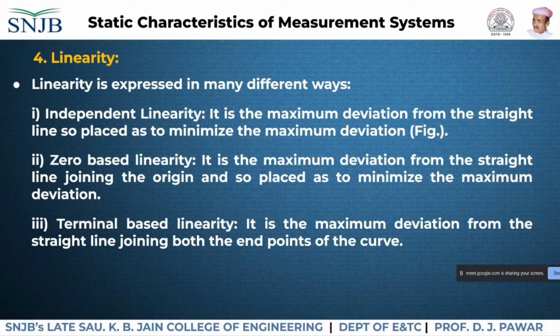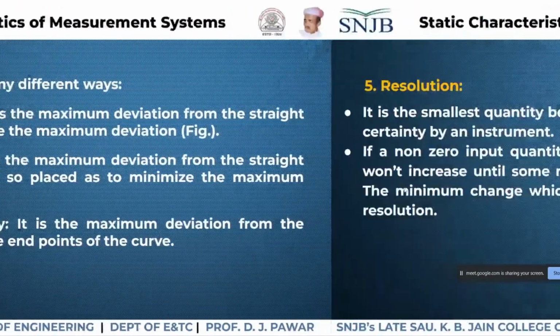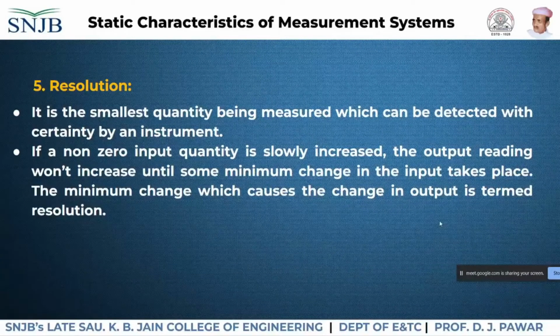Second one, it is the maximum deviation from the straight line joining the origin and so placed as to minimize the maximum deviation. And last one is terminal based. It is the maximum deviation from the straight line joining both the end points of the curve. हा जो गॅप आहे याला इंडिपेंडंट लिनियरिटी म्हणतात, हा जो इथला गॅप आहे याला झिरो बेस्ड लिनियरिटी म्हणतात, आणि दोन्ही साइडला जो गॅप आहे याला लास्टचा टर्मिनल बेस्ड लिनियरिटी म्हणतात.